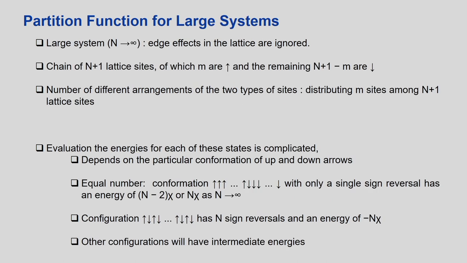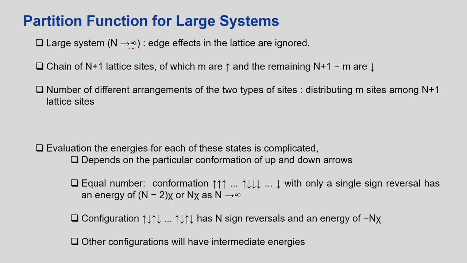So, we see this edge effect. What is that edge effect? Because you have 5 arrows, the edge effect becomes prominent, because there will be many such arrows which are in the extreme ends. So, whether they are up or down, the orientation is very similar. When this n is a very, very large number, the edge effects in the lattice can be ignored.